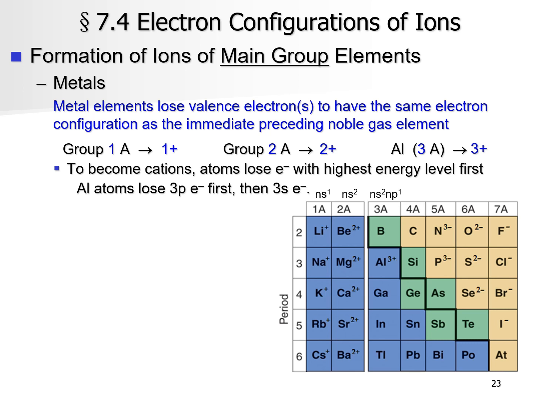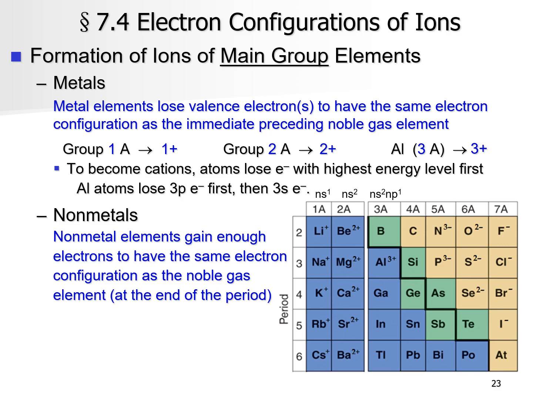So that is the reason why we can make a compound with aluminum plus, right in the middle of it, where aluminum keeps its 2 3s electrons. And of course, such an aluminum compound is not going to be stable. For the nonmetals, we already know that nonmetal elements gain enough electrons to have the same electron configuration as the noble gas element at the end of the period.